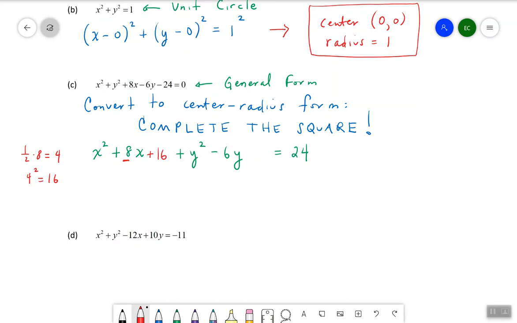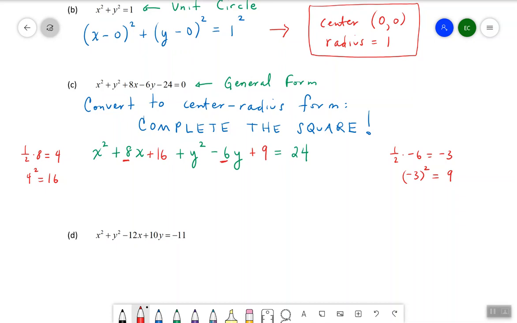And then we're going to do the same thing with y. We're going to look at the coefficient on y, the negative 6. We're going to come out to the side. We're going to take half of negative 6, which is negative 3. And then we're going to square the negative 3 and get a positive 9. And so we're going to add 9 to complete the square on y.